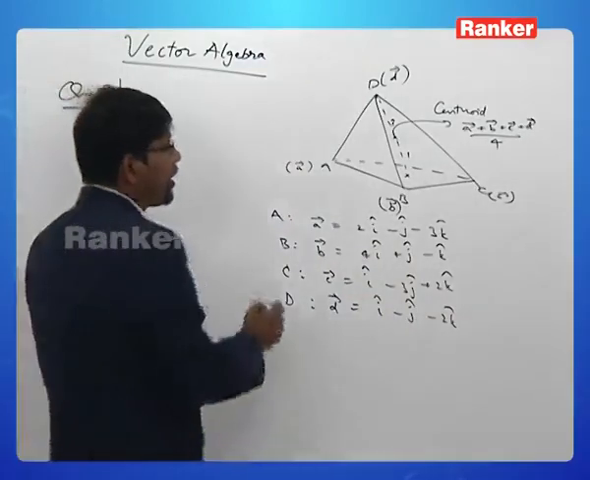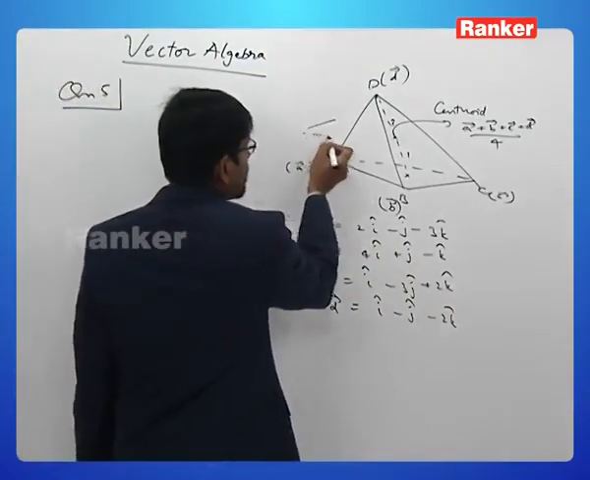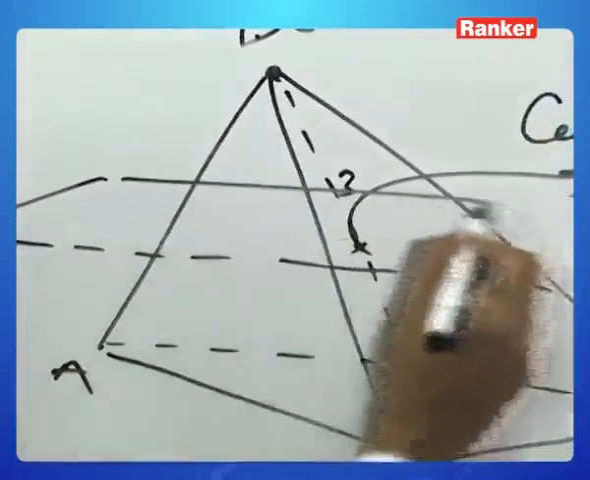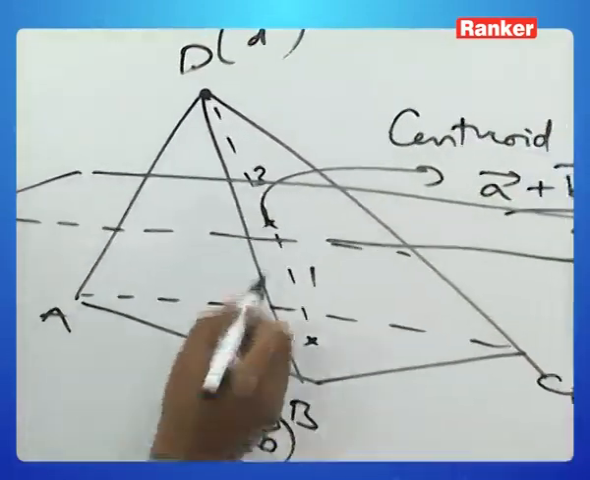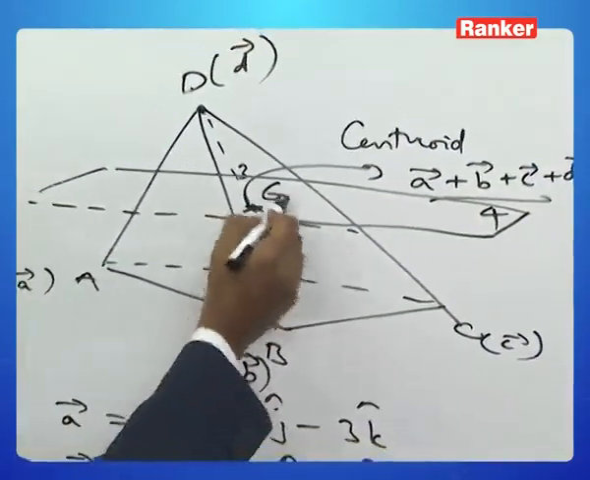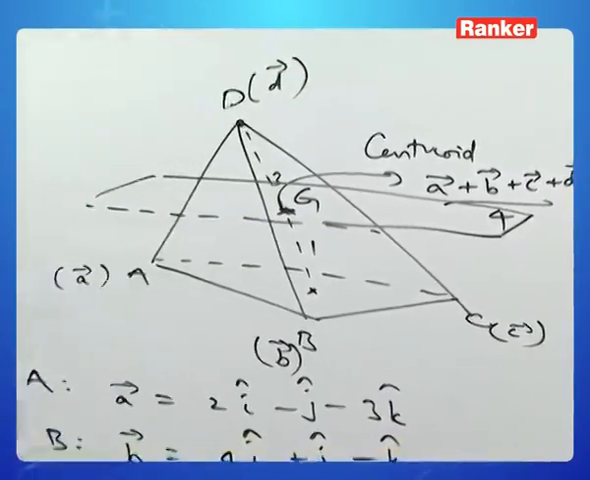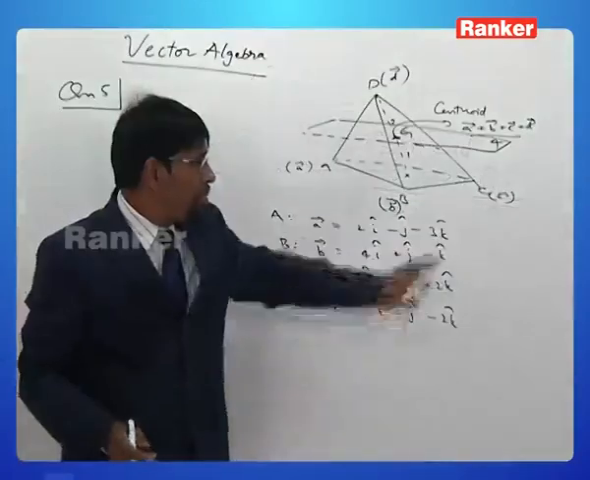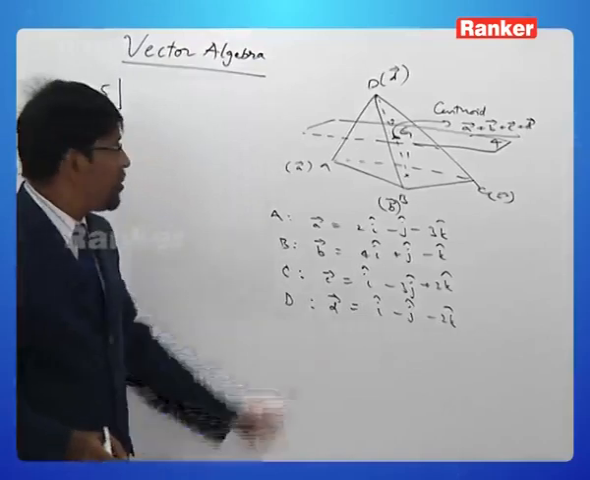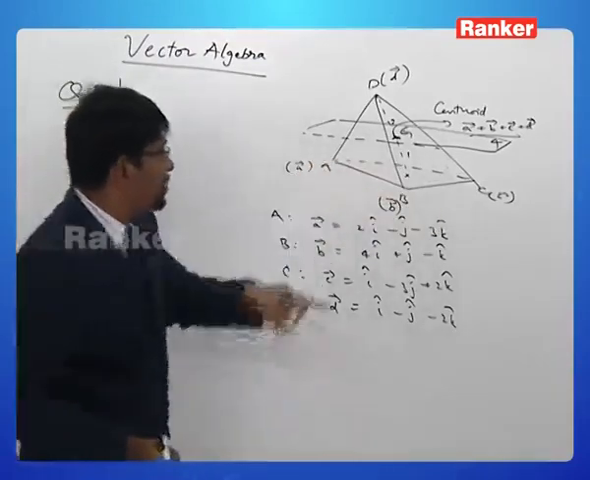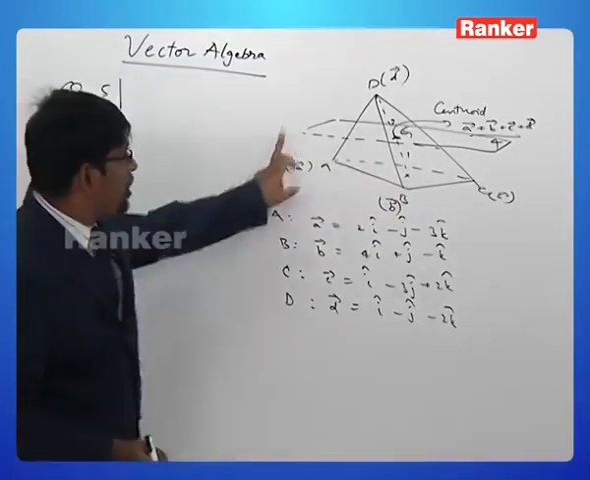Now we are interested in the plane. We want to write the equation of a plane which is passing through the centroid of this tetrahedron and also parallel to our plane ABC, the plane formed by ABC. So it should have been something like this.